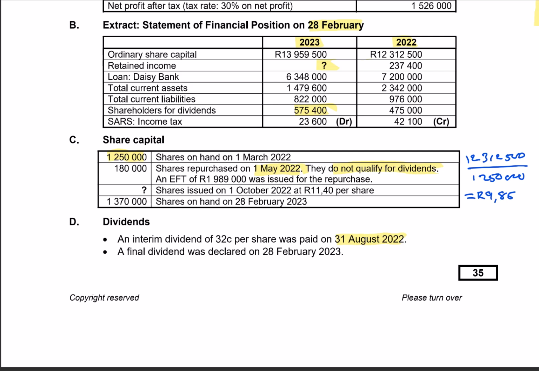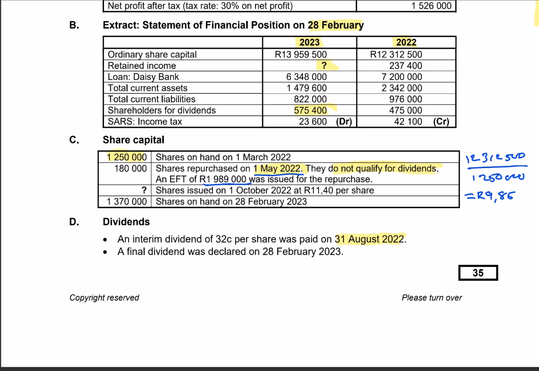That's the average price on the day that the repurchase was made, right? On 1 May 2022. The average price of shares was 9 rand 85, but they repurchased these shares at the value of how much, right? We're not given. So what we need to do, we need to calculate the value, right? How much they repurchased each share for.